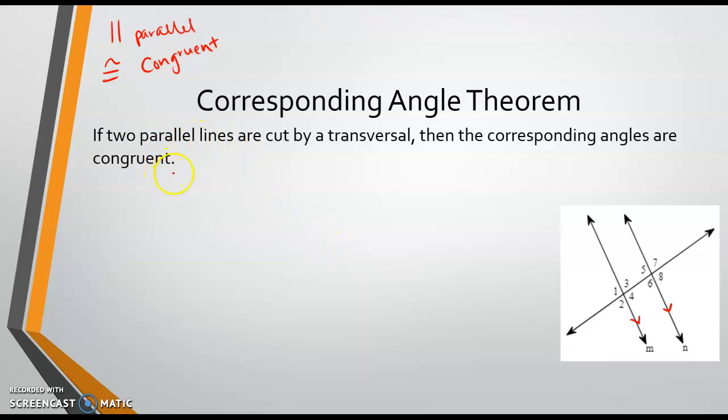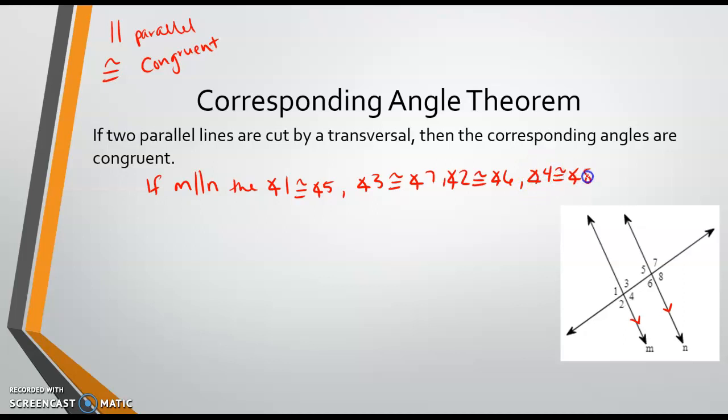All right, so in symbols. If line M is parallel to line N, then corresponding angles: angle 1 would correspond with angle 5. So angle 1 would be congruent to angle 5. Angle 3 would be congruent to angle 7. Angle 2 is going to be congruent to angle 6, and angle 4 is congruent to angle 8.